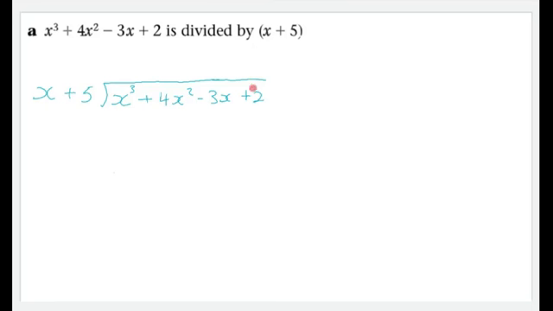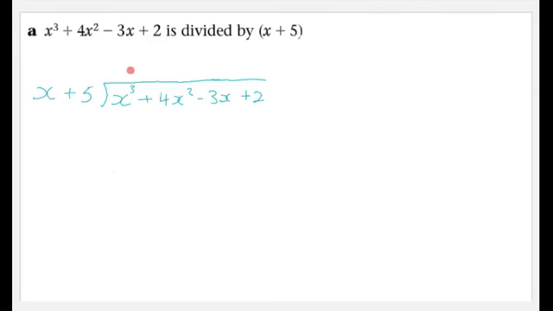It's going to be a remainder. If you think about factorizing this, it is going to be x plus 5 times some quadratic, x squared plus something x plus something. But there isn't a whole number that multiplies by 5 to give you 2. So that suggests there's going to be a remainder. So we'll work through.